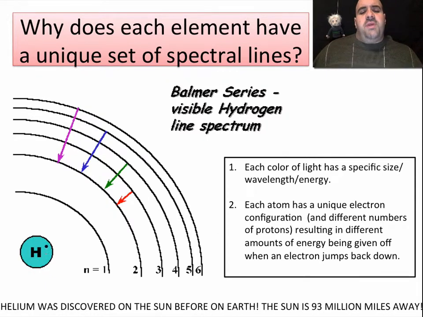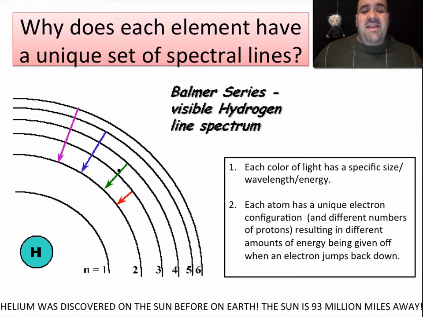Well, this is a hydrogen atom, and each one of these semicircles here is an energy level. It turns out that when an electron drops down from energy level 3 to energy level 2 in a hydrogen atom, it produces red light. When we drop from 4 to 2, green light, 5 to 2, blue, 6 to 2, purple.